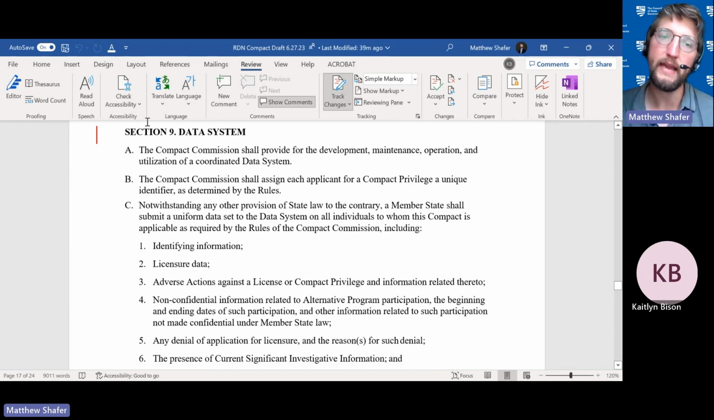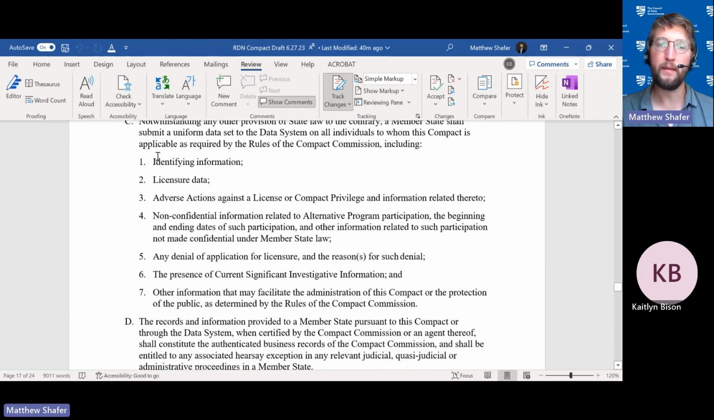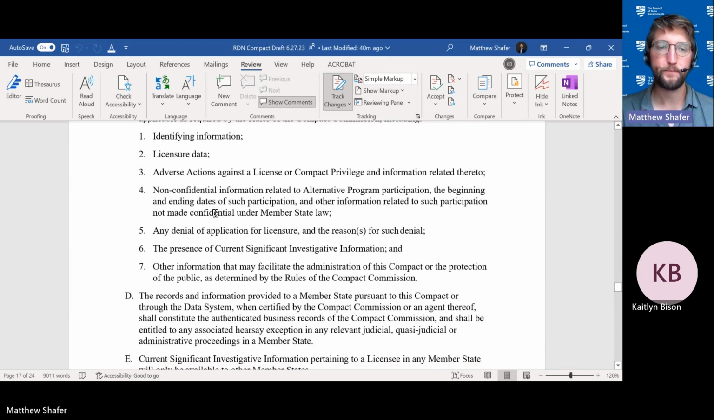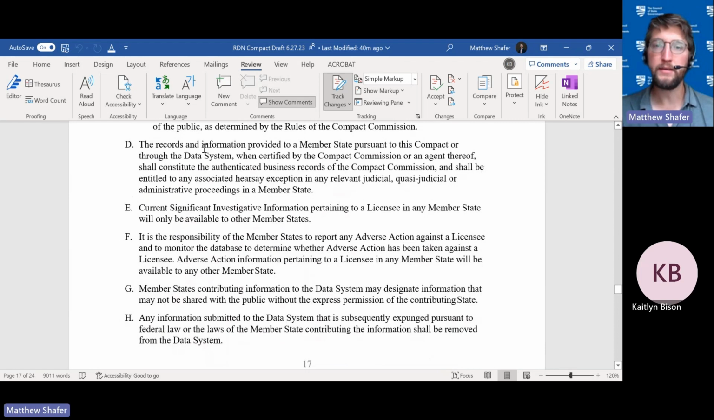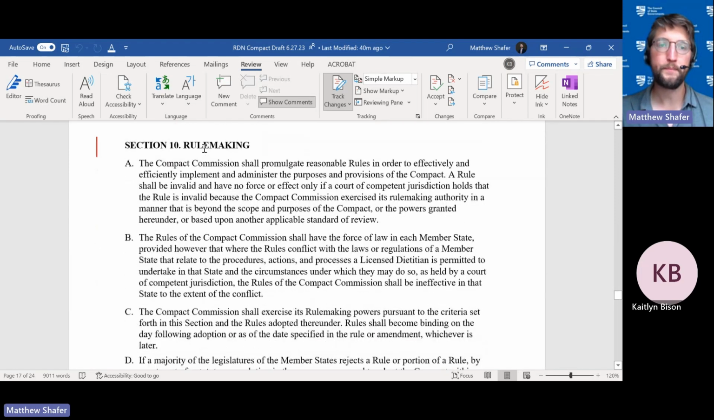Section 9 talks about the data system. So again, all of the licensure compacts are housed by a data system that has information on licensees using the compact. Here are the types of information that are in the data system. So information about a practitioner's license, any adverse action against the license or privilege, anything about denial of licensure, presence of significant investigative information, or other information that may facilitate the administration of this compact. It talks about how the states are going to upload information into the data system and how information is treated.